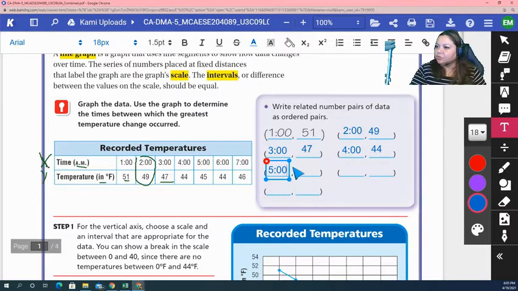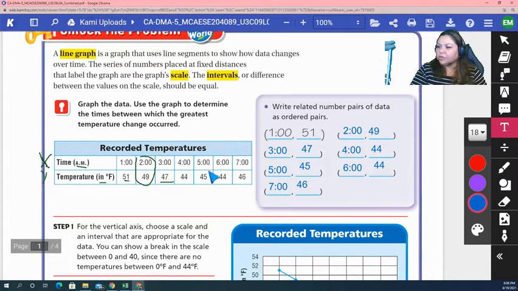the temperature is 45 degrees Fahrenheit. At 6 o'clock in the morning, the temperature in degrees Fahrenheit is 44. And then the last one is at 7 in the morning, the temperature is 46 degrees Fahrenheit. So we just wrote all of our data, we put it in ordered pairs.